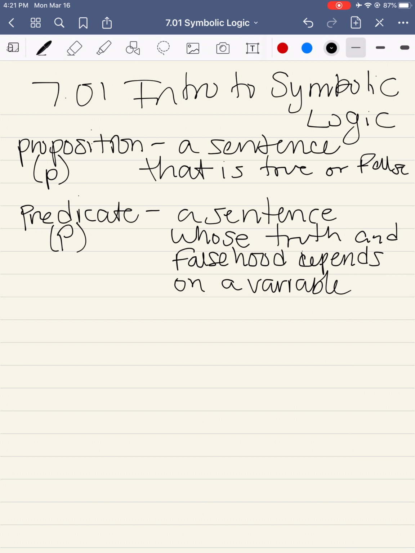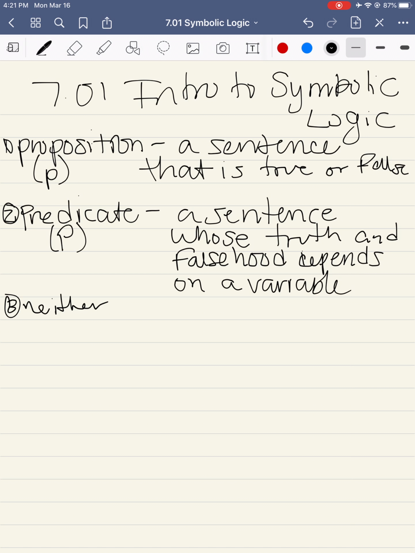So these are two things that we are going to take a look at today. And then, of course, if it's a sentence that is neither true nor false, nor can be true or false based on a variable, we just say it's neither. It's neither going to be a proposition or a predicate. So here we have 1, 2, and 3. Sorry, it looks like a B, but that's a 3.